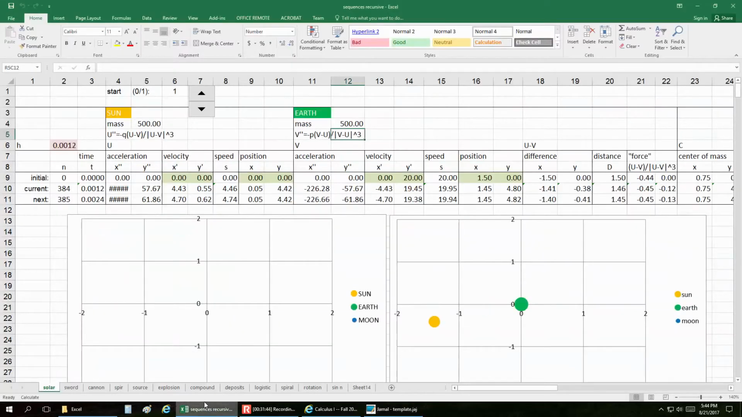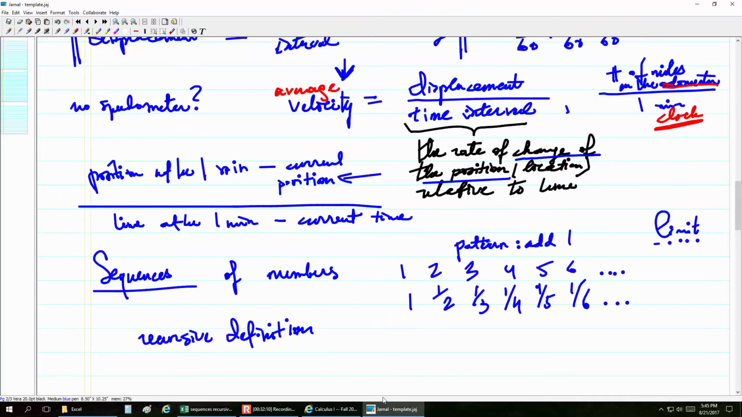If you look at the name of the file over there, this is recursive. Once again, we know our current position and nothing else. We don't know the past, we don't care. As you can see, I have only two rows used for each of these. We only know where we are right now, and we know our velocity. That's enough for us to find where we will be the next moment. So that's the recursive definition. This one is especially simple: we just add one.